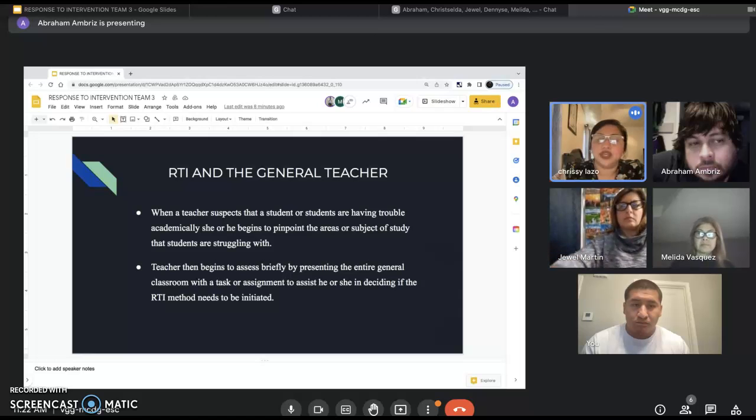Okay, so the RTI and the general teacher. When a teacher suspects that a student or students are having trouble, they begin to pinpoint the area. That's when they start using the RTI method, and that's when the initiation begins by the general teacher.